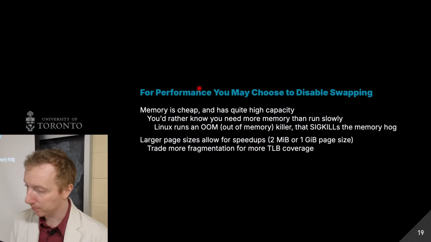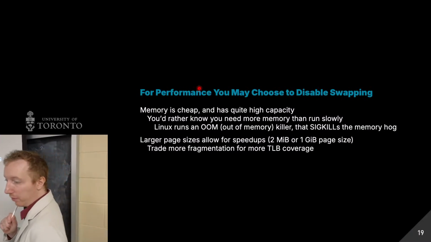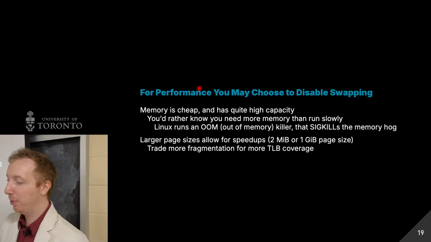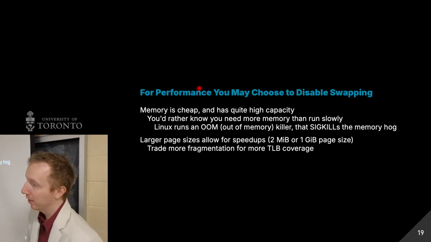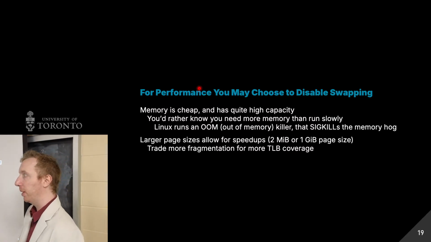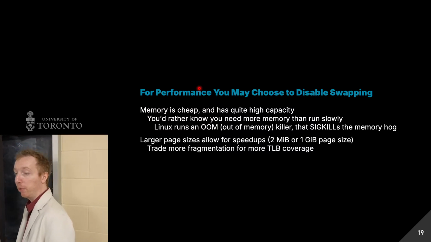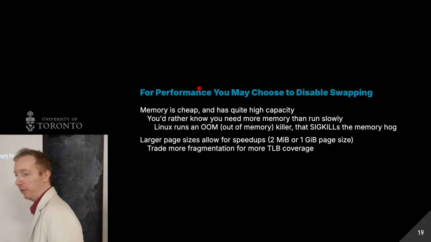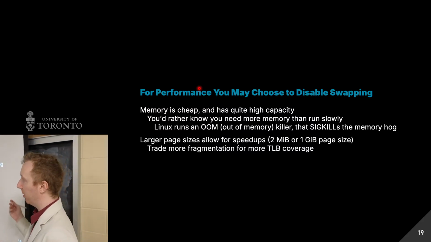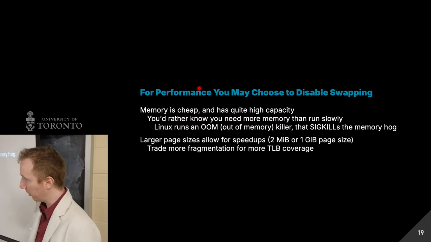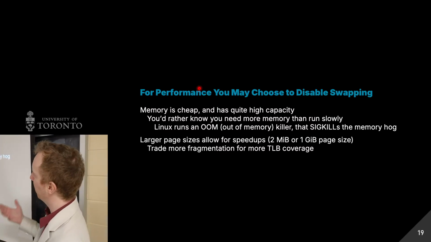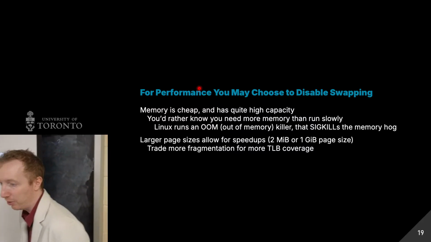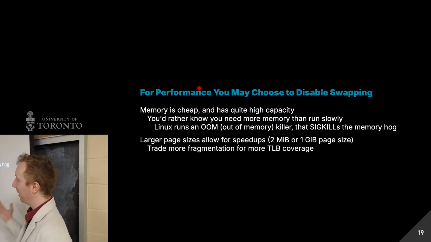So as just another word of advice, for performance, you might choose to completely disable swapping. Typically memory is cheap and has high capacity. So rather than swapping things back and forth to disk, which will make your program run slowly, for some cases you might actually care to be notified of this. And with page replacement, you'd have to ask your kernel if it's happening or not, if you have access to do that. Otherwise your program's just going to be running slow. So what you might choose to do is disable swapping completely.